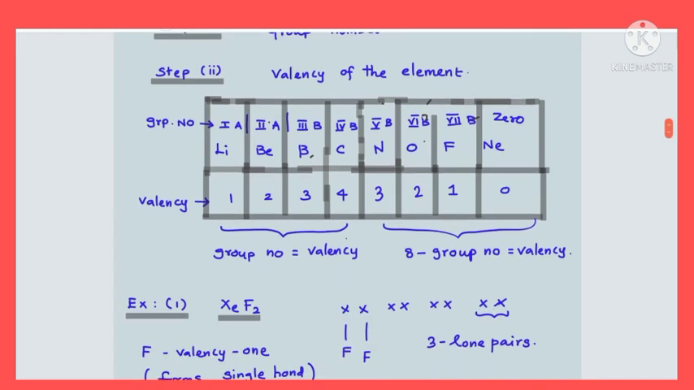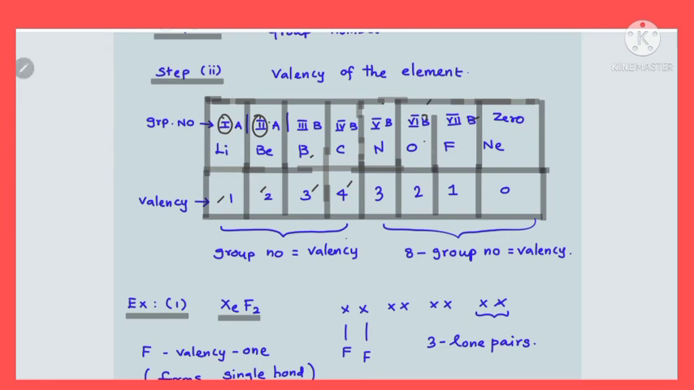Now for some groups, the group number is nothing but the valency. For example, in the lithium, beryllium, boron, carbon groups, the group number is nothing but the valency of the elements present in that group. For example, lithium group number 1, so the valency is also 1. Likewise, beryllium group number 2, valency 2, boron valency 3, carbon valency 4. So in these first 4 groups, the group number is nothing but their valency.